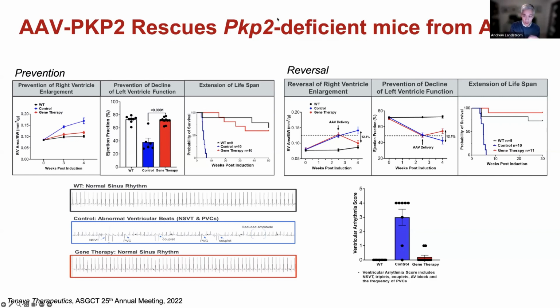It prevented them from getting sick. And then if they were sick already, it actually recovered some of the squeeze of the heart, some of the mortality of these mice, and actually made many of the arrhythmias go away.